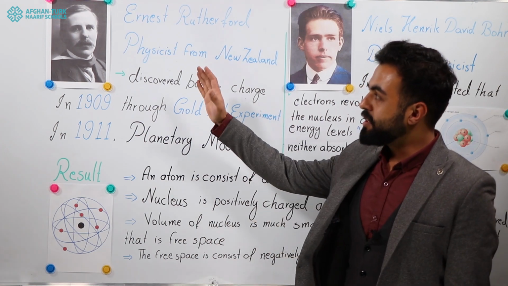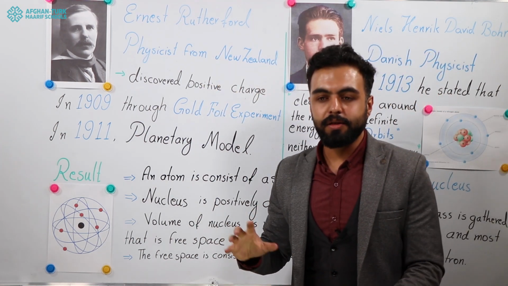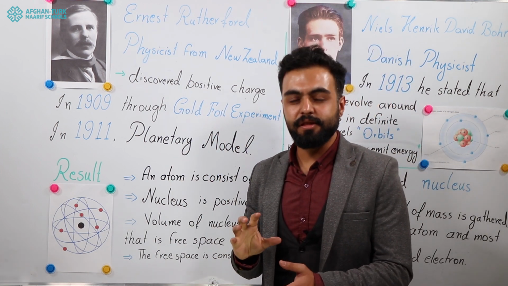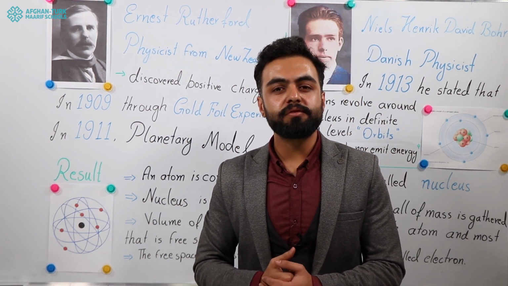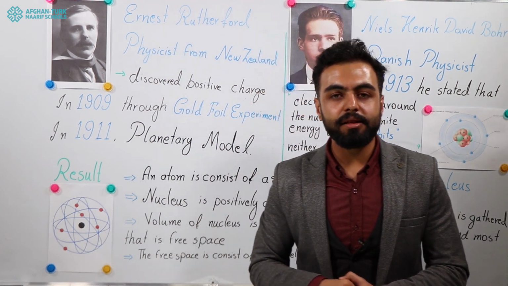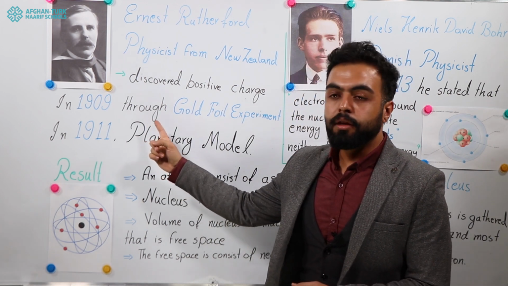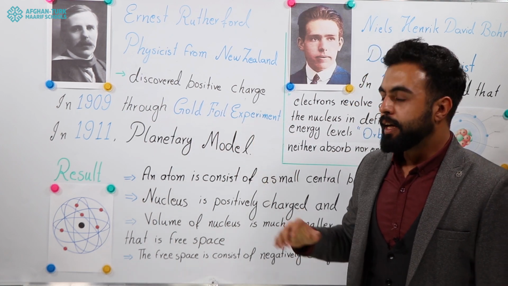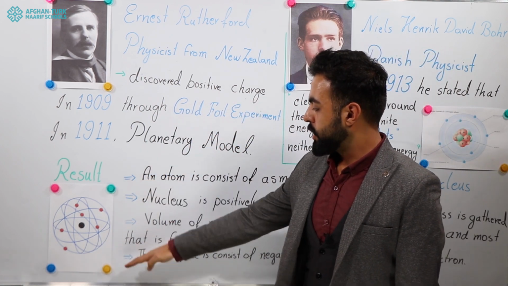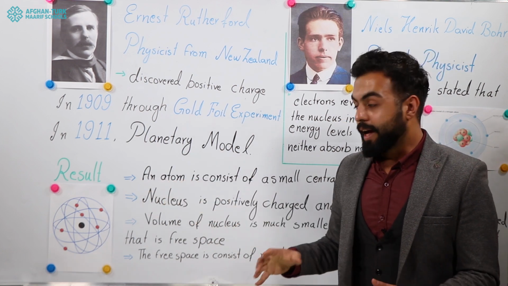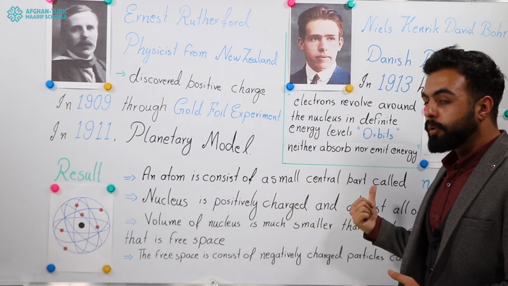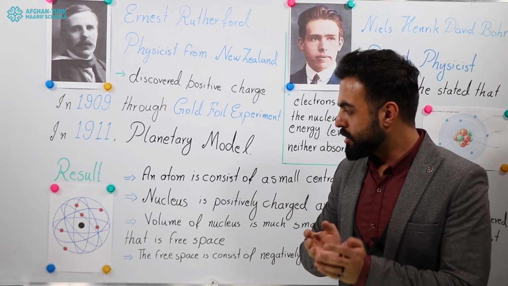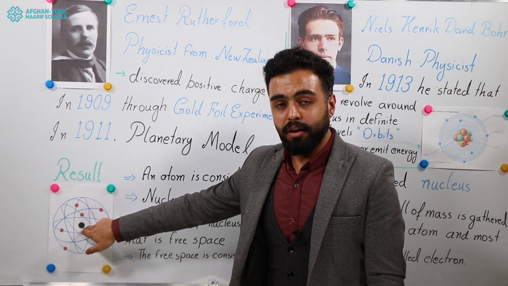Then Mr. Ernest Rutherford, he was actually a student of Mr. J.J. Thomson. He's a famous physicist from New Zealand. He discovered positive charge inside the atom in 1909 while he was doing an experiment called gold foil experiment. The result of this experiment had 4 points, and the first one, an atom consists of a small central part called nucleus. It means atom has a small part in the center, and it is called nucleus.